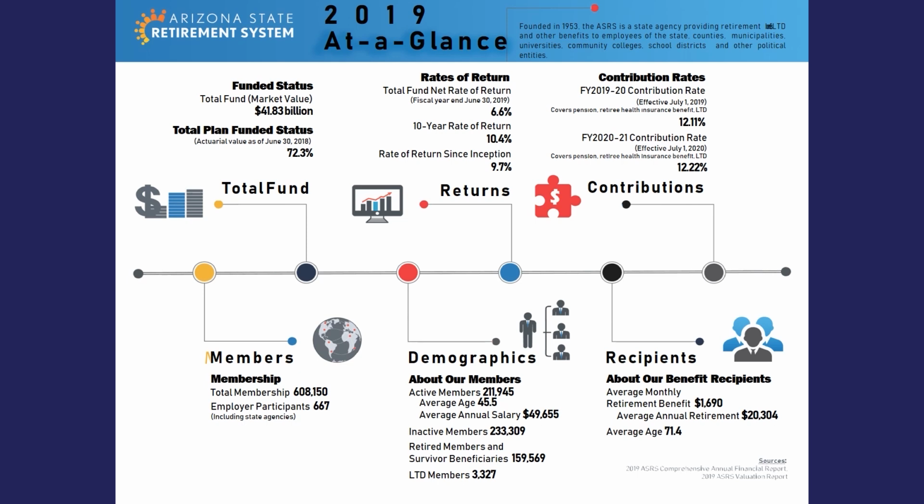The contribution rate for 2020 is 12.11%, and for 2021, it's going to be 12.22%. And you can see all this other information on our website. This just gives you a snapshot.